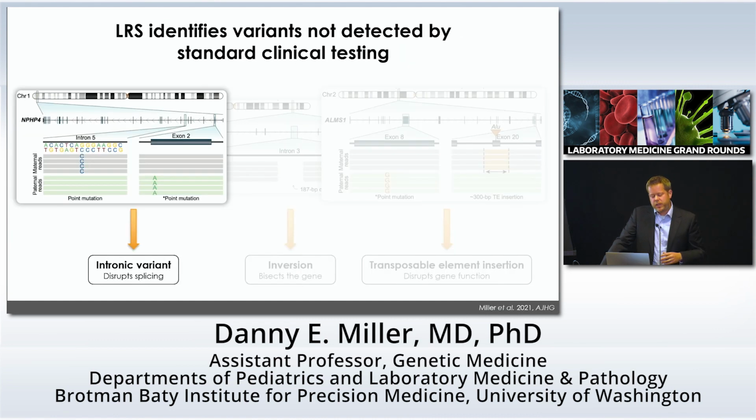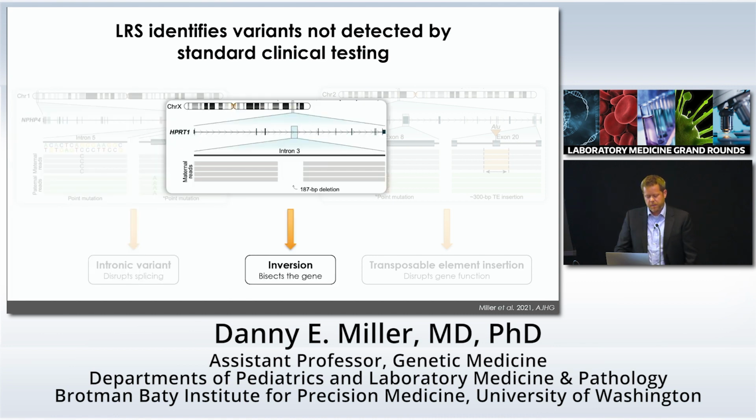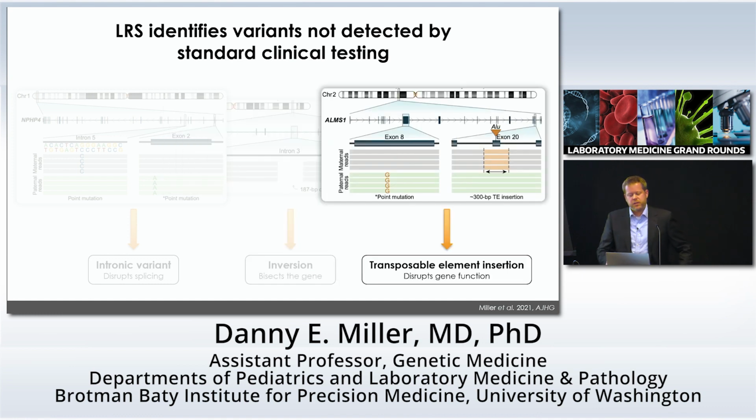So we've gone through what we call missing variant cases, cases where we have suspicion for a specific disorder based on prior testing, and we found a variety of variants. These include intronic variants that disrupt splicing, which again we can phase into the two haplotypes. These include inversions, which bisect the gene completely, that weren't identified on karyotype or standard clinical testing. And then also things like transposable element insertion, like an Alu insertion that hops into an exon.